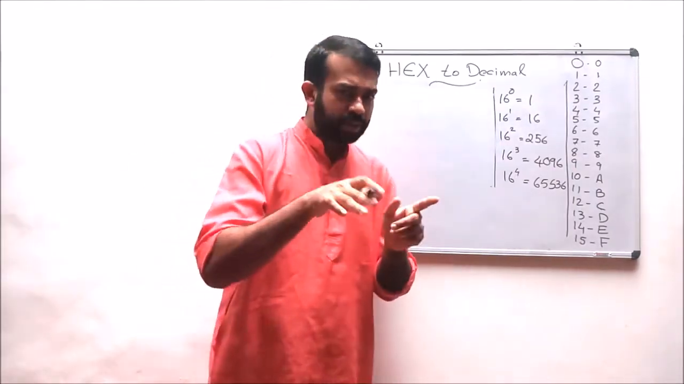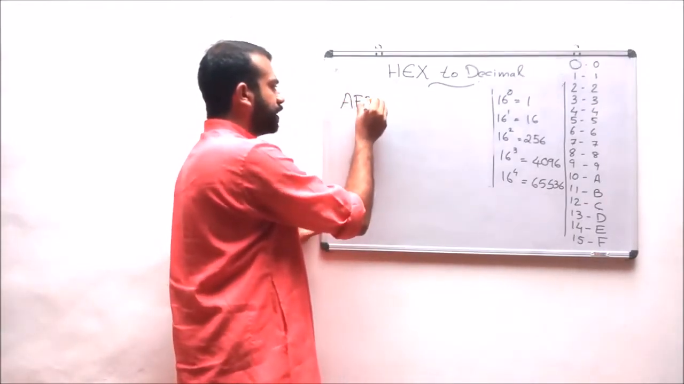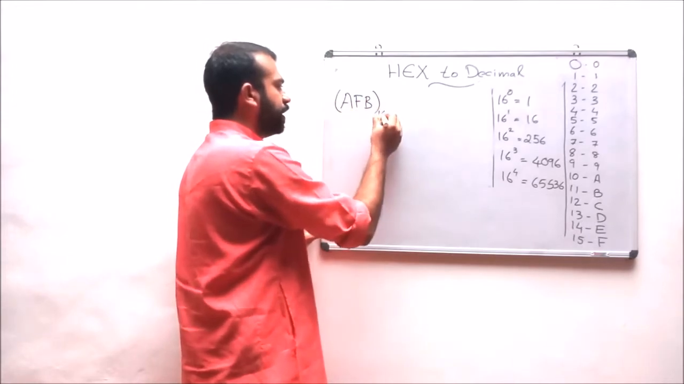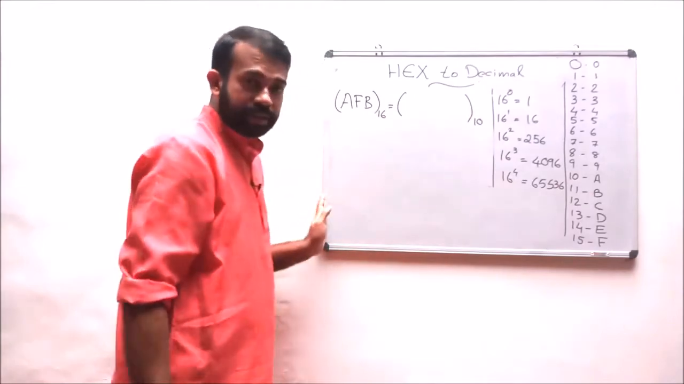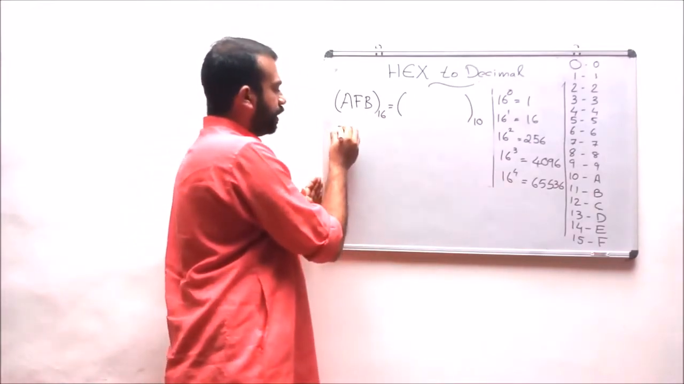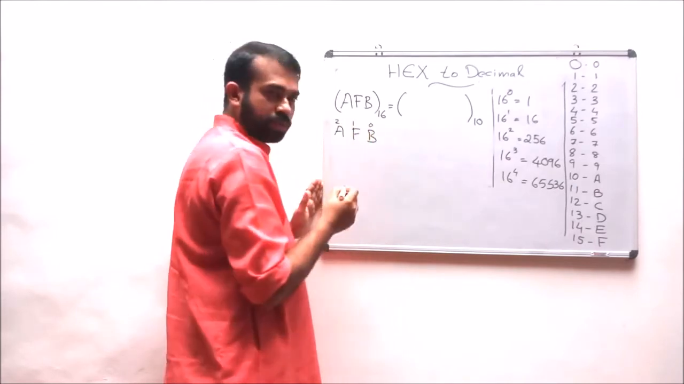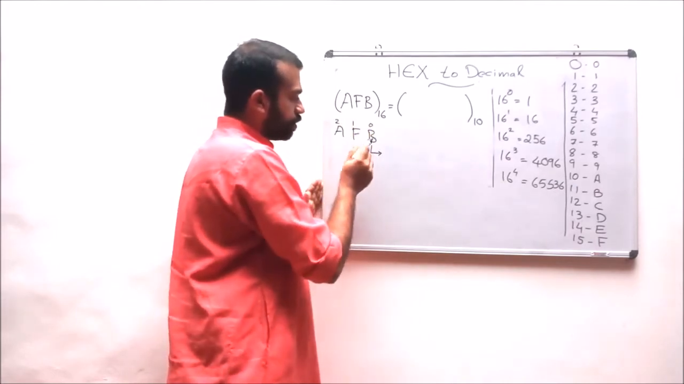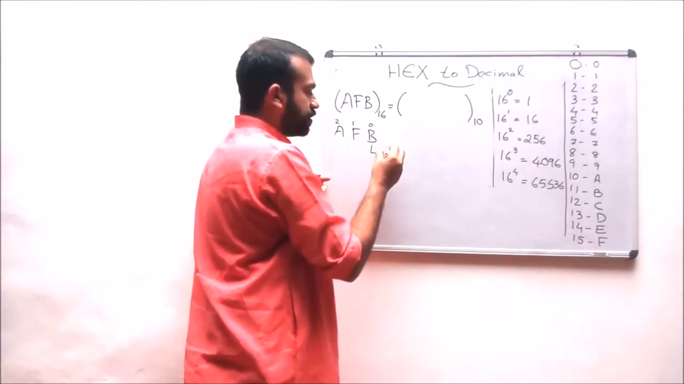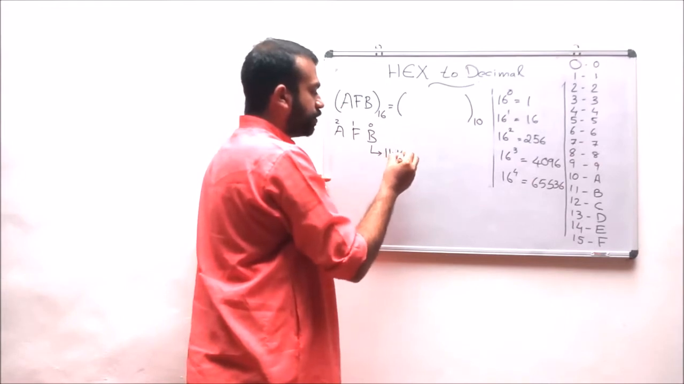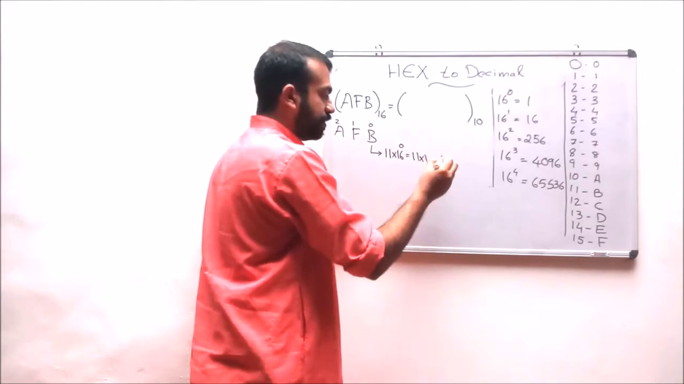So my dear students, consider one more example. Another example is AFB. The hexadecimal number is AFB. We have to find the decimal equivalent of this number. For the number AFB, the positions are 0, 1 and 2. In the next step, B into 16 raised to 0. B is equivalent to 11. So 11 into 16 raised to 0, which is 11 into 1, equal to 11 itself.